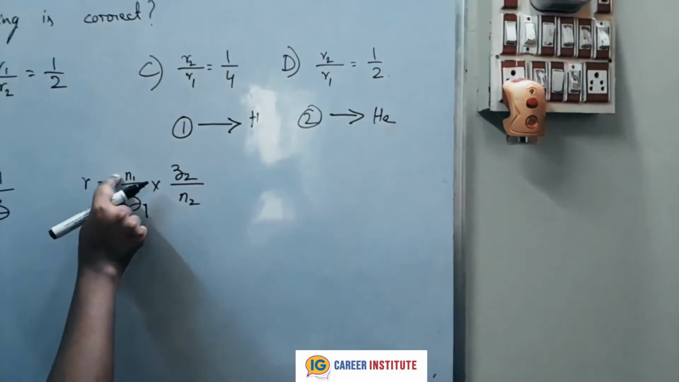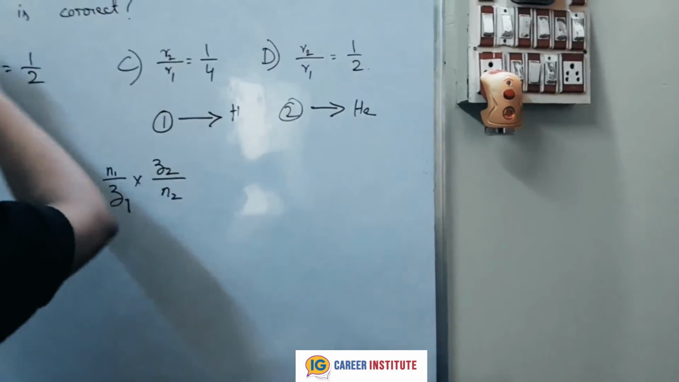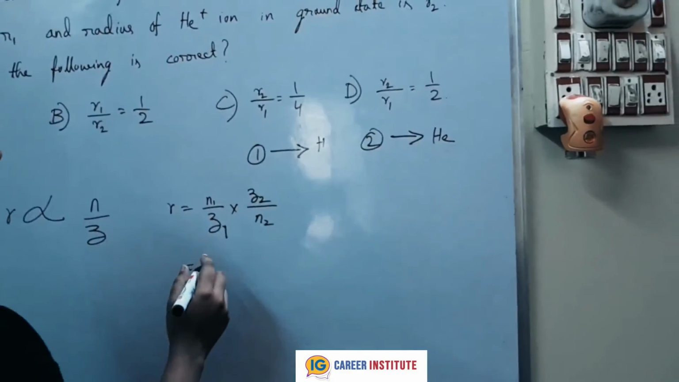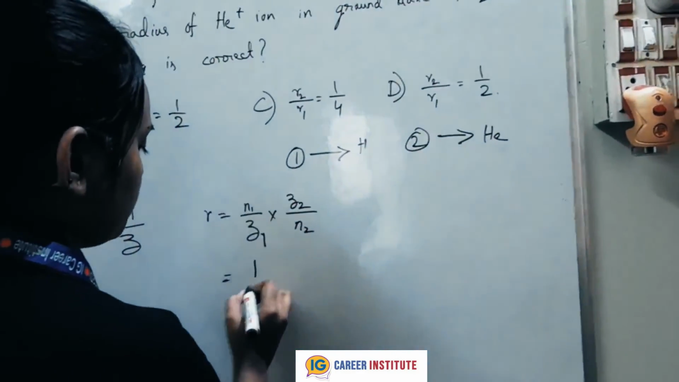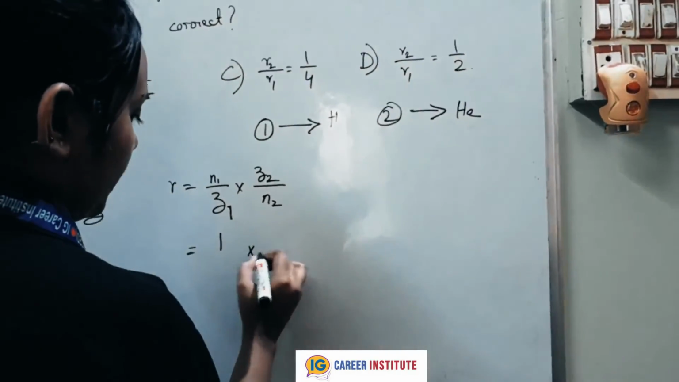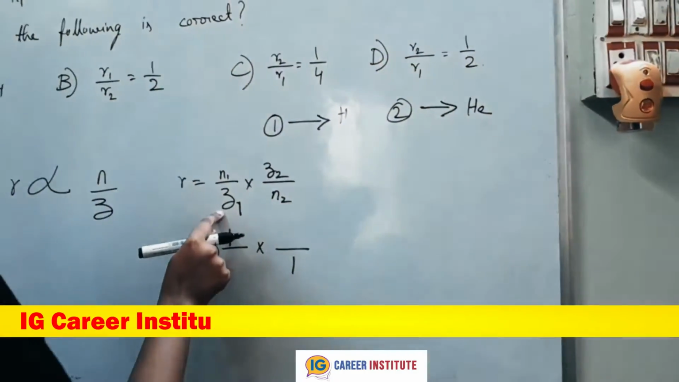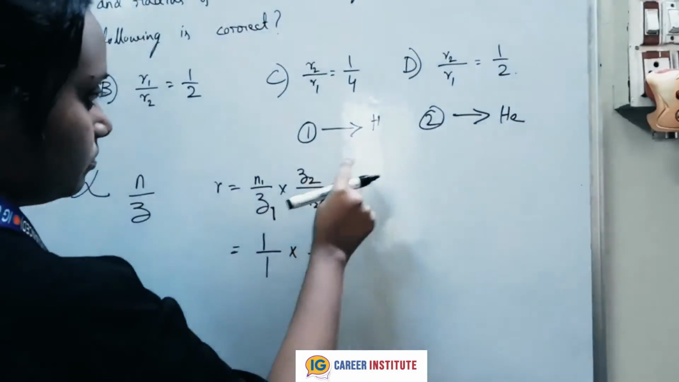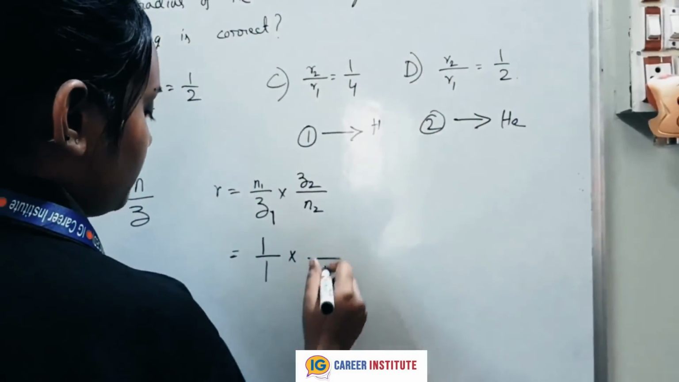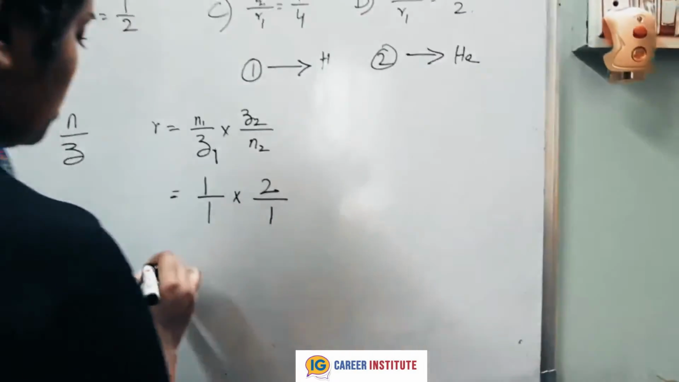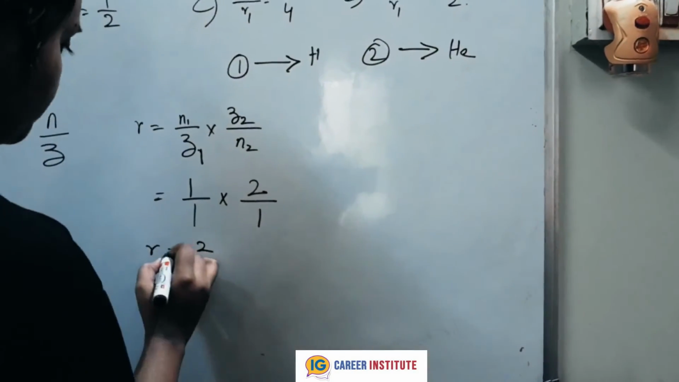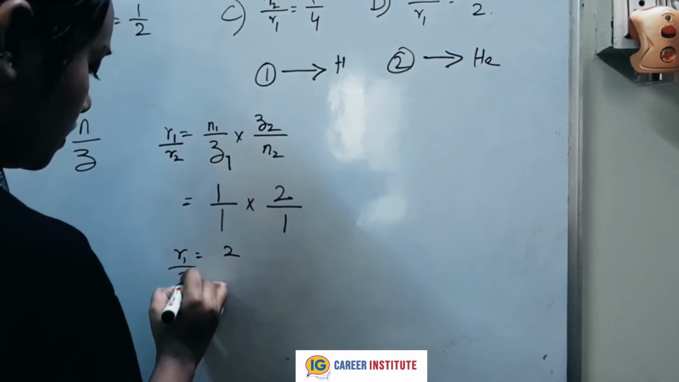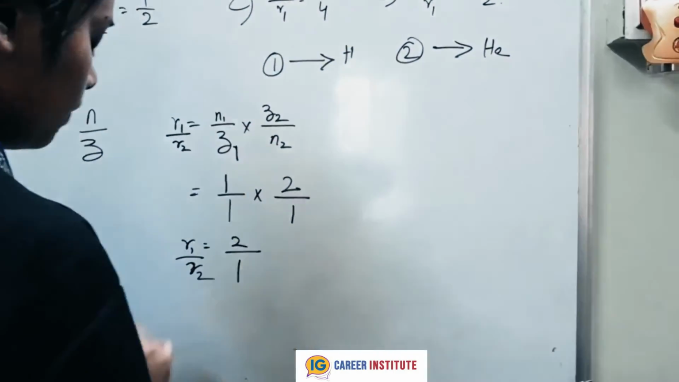Okay, in both the cases, both are in their respective ground state. So in ground state, what is the principal quantum number? 1. So N1 will be 1 and N2 will also be 1. Now what is Z1? Atomic number of hydrogen is 1, and what is Z2? Atomic number of He, that is 2. So R is coming out as 2. So R1 by R2 is coming out as 2 by 1.